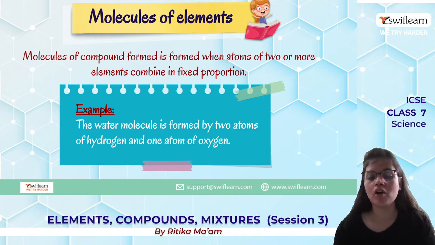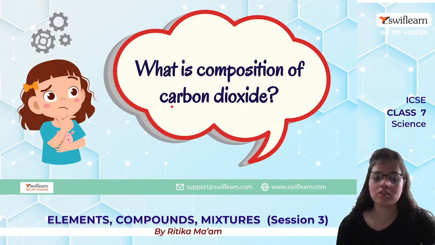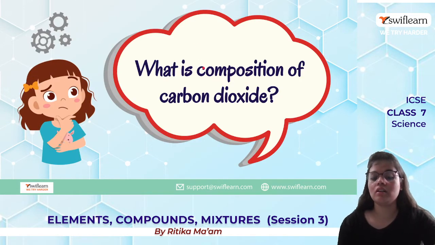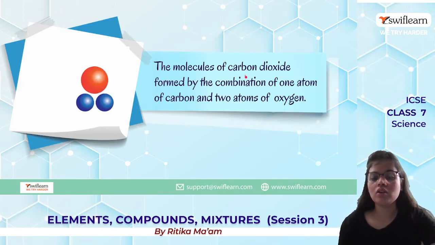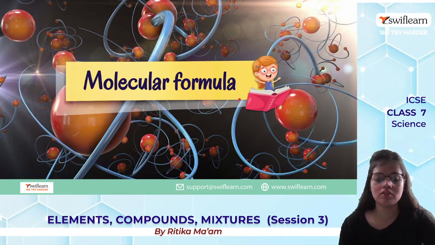Molecules of a compound are formed when atoms of two or more elements combine in a fixed proportion. If I talk about a water molecule, it is formed by 2 hydrogen atoms and 1 oxygen atom. Similarly, carbon dioxide has 1 carbon and 2 oxygen, written as CO2. So it is a combination of 1 atom of carbon and 2 atoms of oxygen.